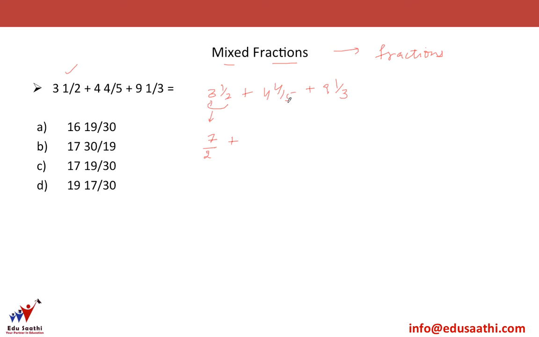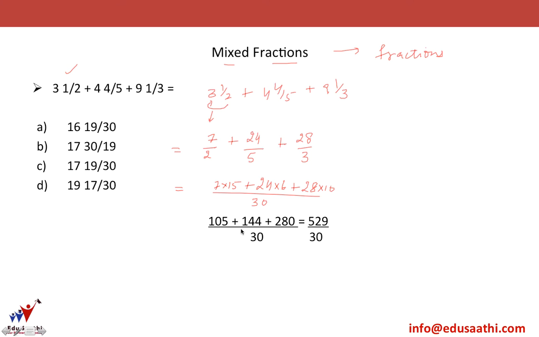Similarly 4 4 by 5. 5 4s are 20 plus 4 is 24. So the answer here is 24 by 5. Then 9 3s are 27 plus 1 is 28. So this gives me 28 divided by 3. Now I can easily solve these normal fractions. I'll just take the LCM of 2, 5 and 3, which is 30. So I have 30 here. 2 15s are 30, so I'll multiply 7 with 15. 5 6s are 30, so I'll multiply 24 with 6. 3 10s are 30, so I'll multiply 28 with 10.